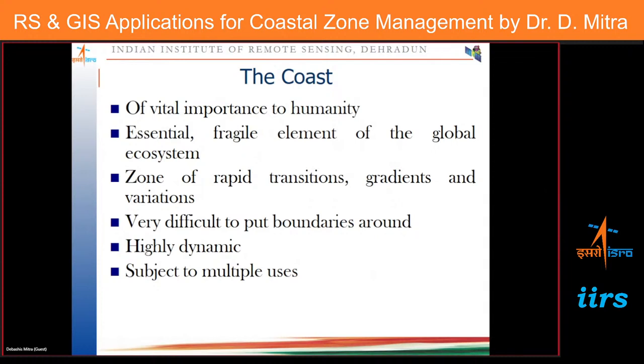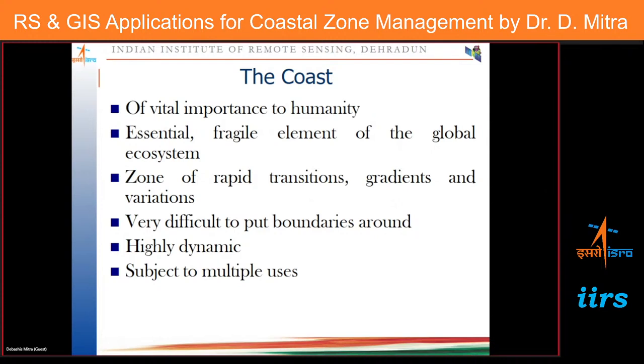At the same time, it is very fragile because if you disturb one part of the coastal ecosystem, it is going to disturb the other parts of the coastal ecosystem like a chain reaction. So it's a highly fragile ecosystem globally. It's a very active zone, highly dynamic, with very rapid transitions, gradients and variation.